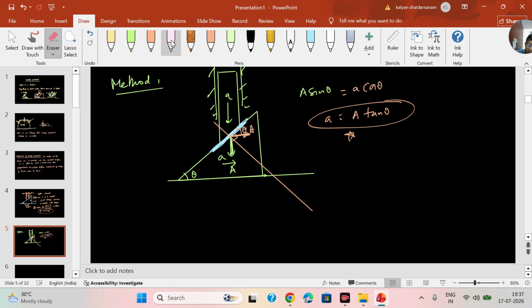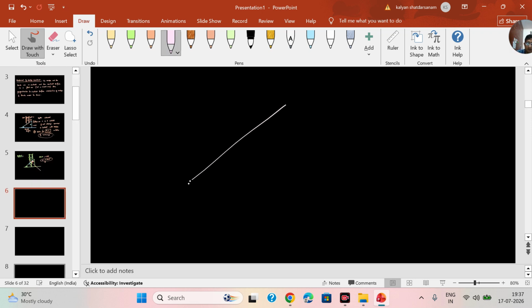Now I have a different way of developing the constraint also, which I'll show here. So this is my wedge.